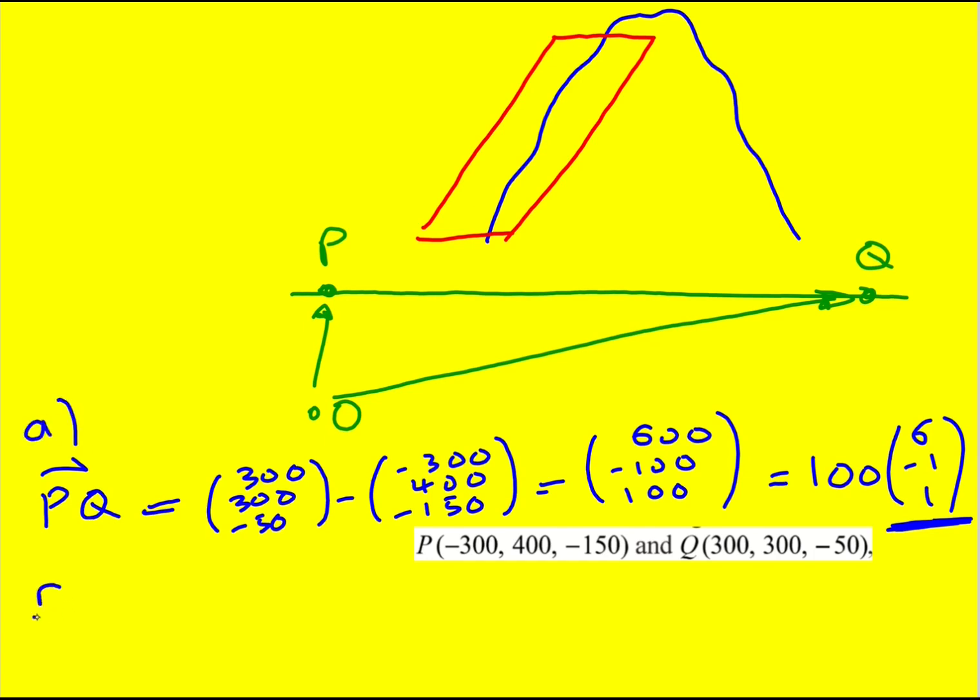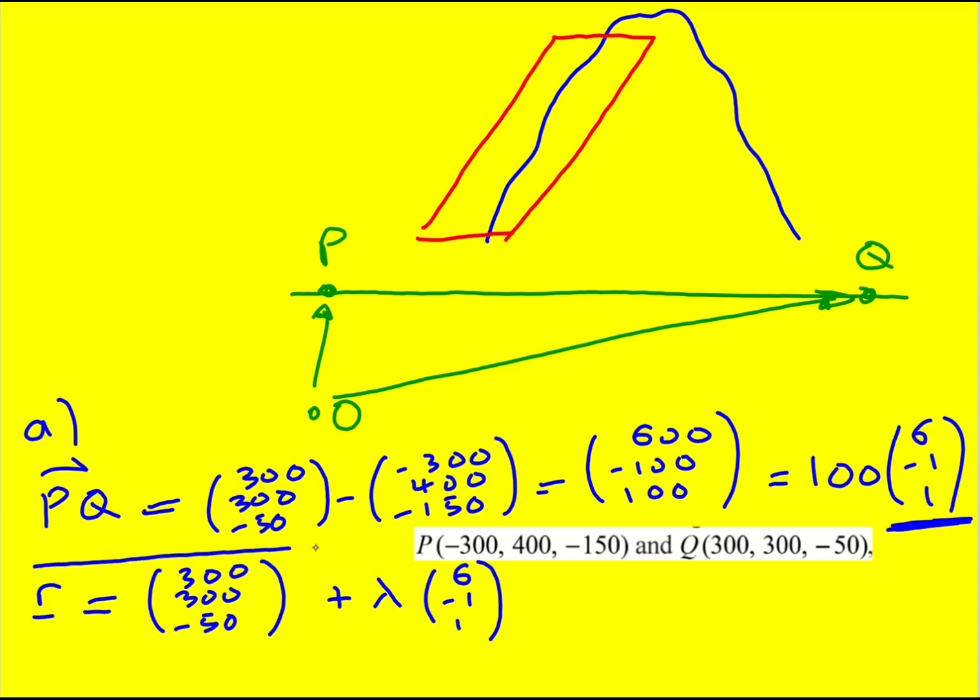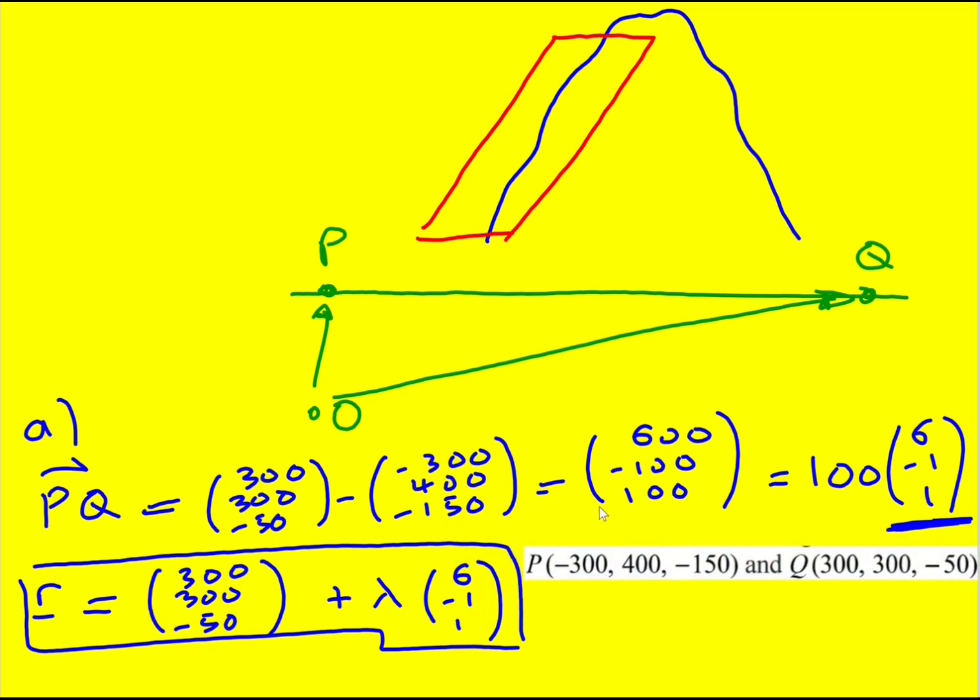So then R is going to be, I can either use OP or OQ here. So I decided to use Q. The numbers were marginally nicer. So R is then going to be (300, 300, minus 50) to get onto the line, plus some scalar multiple of this direction vector, (6, minus 1, 1). If you kept the (600, minus 100, 100) that is absolutely fine. You might just find that some of your working is going to be different than mine, but you should get the same answers for the vital things that were asked for.